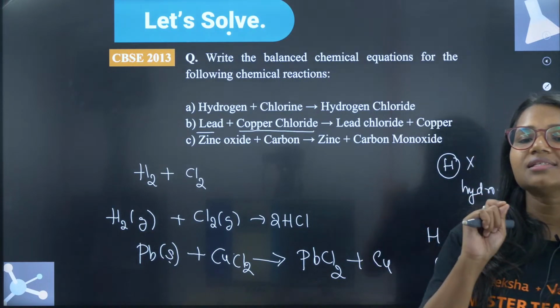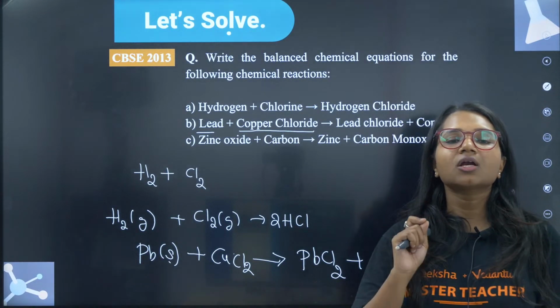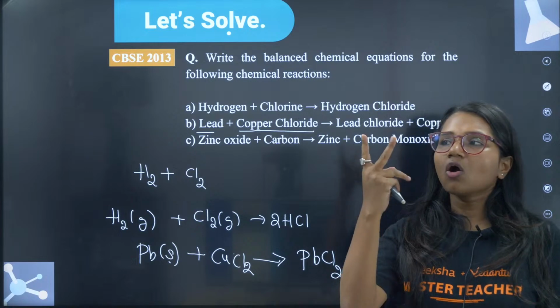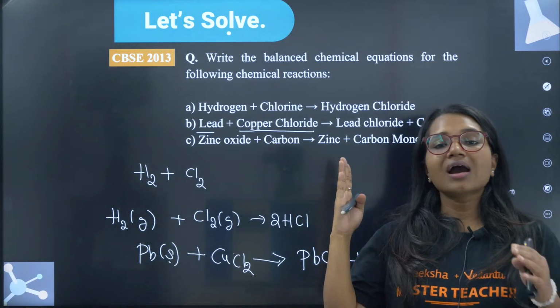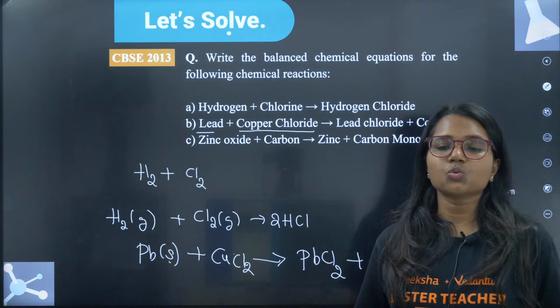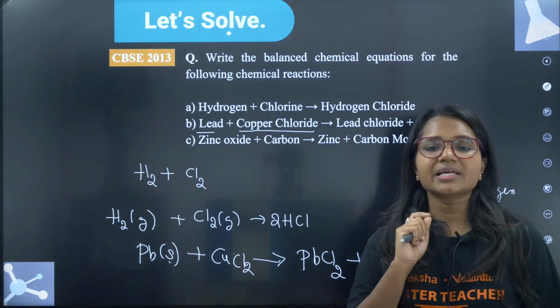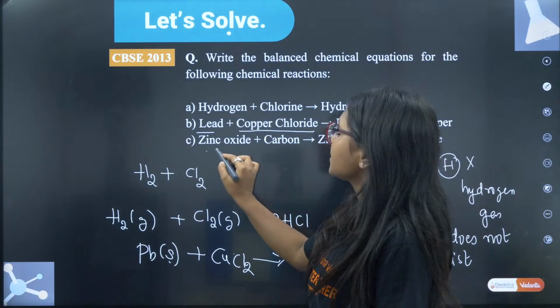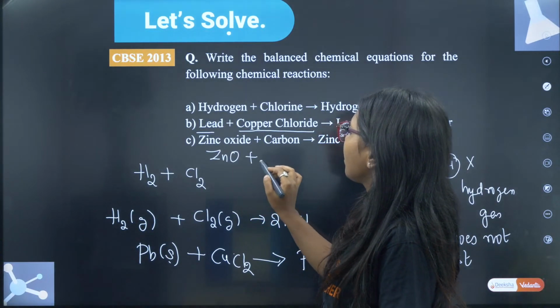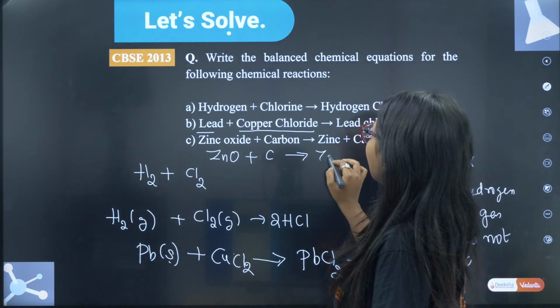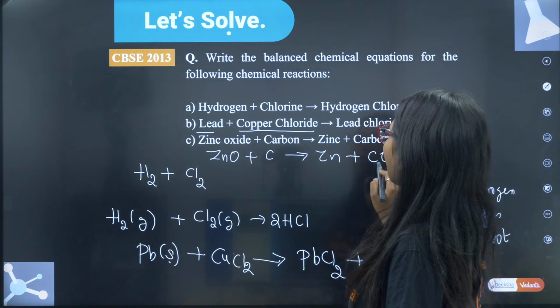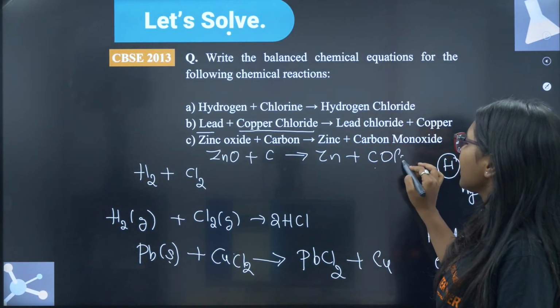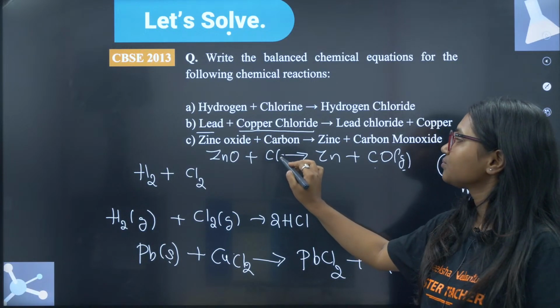Yes. What is the chemical formula for zinc oxide? Zinc has 2 positive charge, oxygen has 2 negative charge. What is the molecular formula? Absolutely correct. Zinc oxide is ZnO plus carbon. It will give you zinc plus carbon monoxide. This reaction is also balanced.